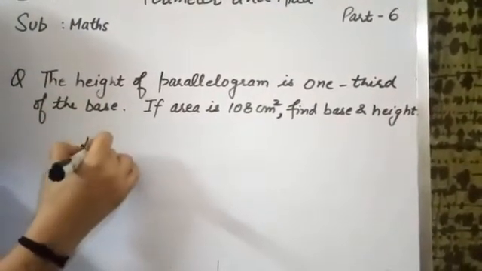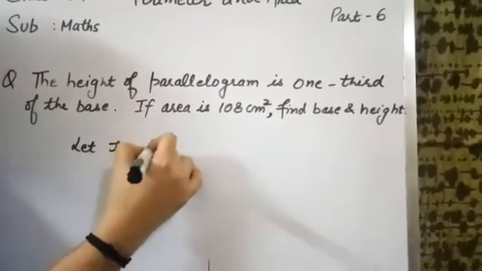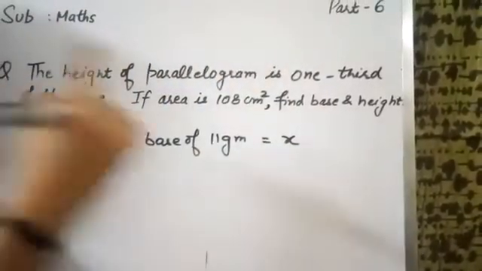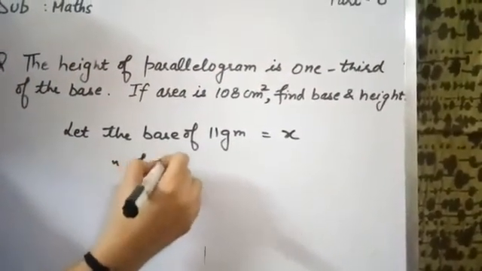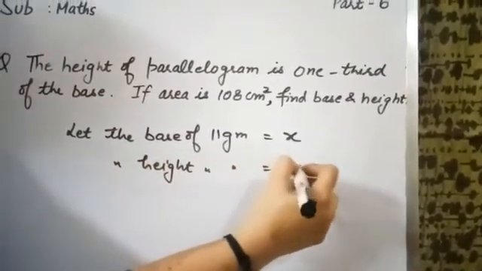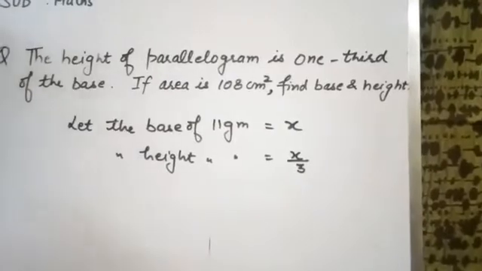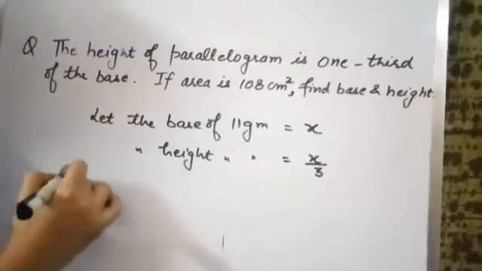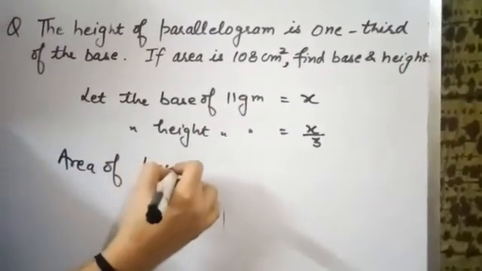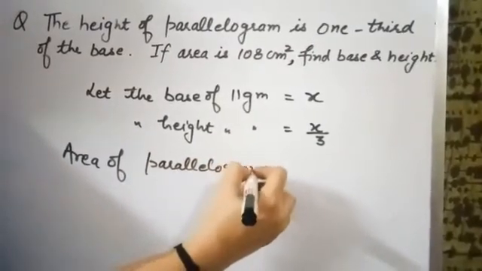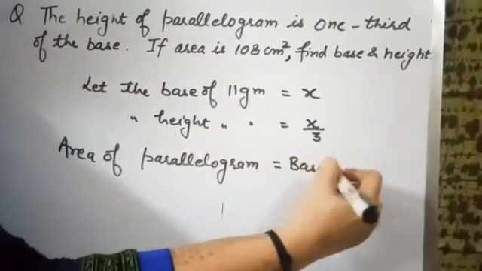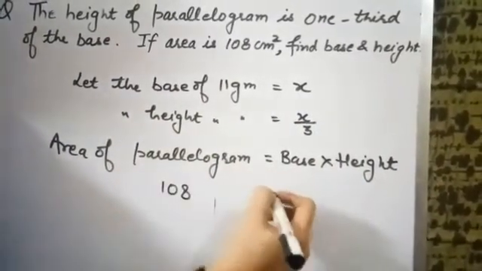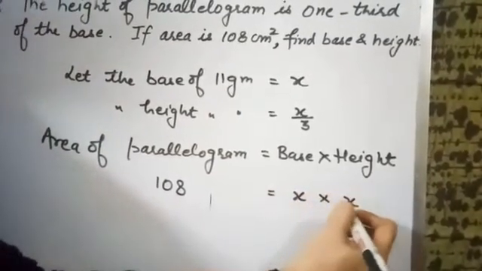Now, as we all know, we have to assume: let the base of the parallelogram be x centimeter. If the base is x, then the height will be x by 3. 1/3 means whatever the base is, the height will be 1/3 of that, that is x by 3. Now the area of a parallelogram, the formula we all know, is base into height. Area is given 108, base is x, height is x by 3.